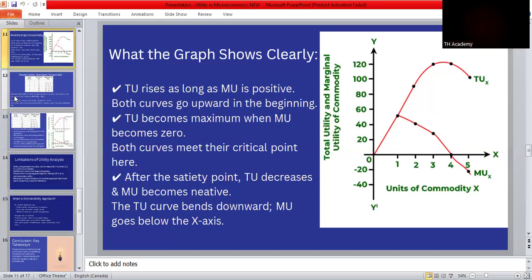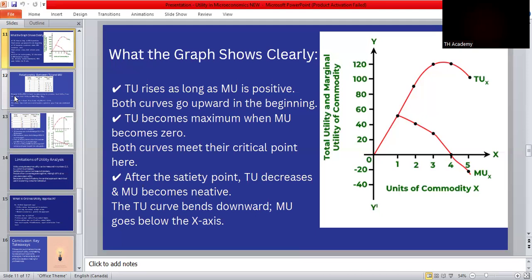Let's summarize what the total and marginal utility graph shows us. TU rises as long as MU is positive. That's why both curves go upward in the beginning. But TU reaches its maximum point when MU becomes zero. So this is the critical point, also called the point of satiety.